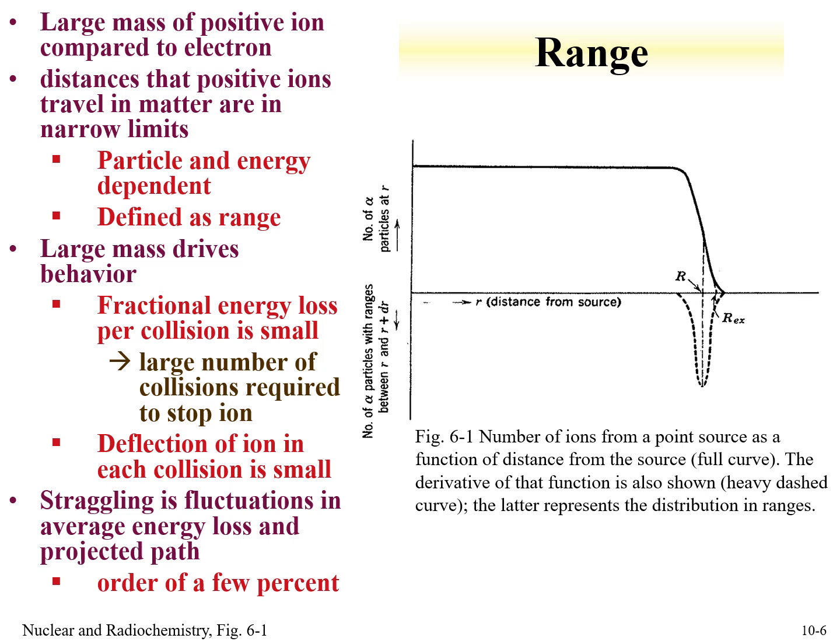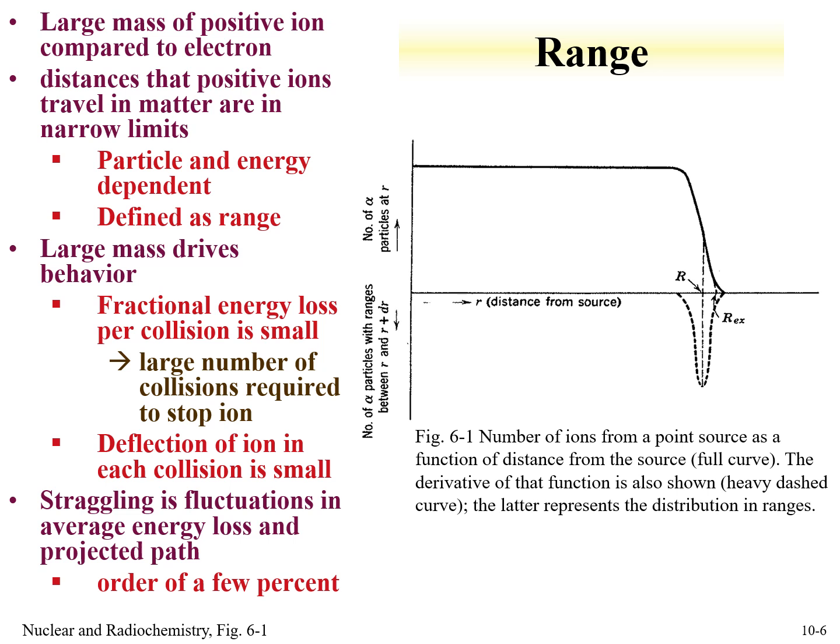The positive ions tend to be much more massive than the electrons. Therefore, they're going to impart a relatively large amount of energy to that electron, causing those secondary ionization events. But you're also going to have something related to a range, shown in the figure here, where the distance that a positive ion travels is somewhat within narrow limits. It's dependent upon the particle and the energy. And we define it as range, in other words, the range of a particle in material.